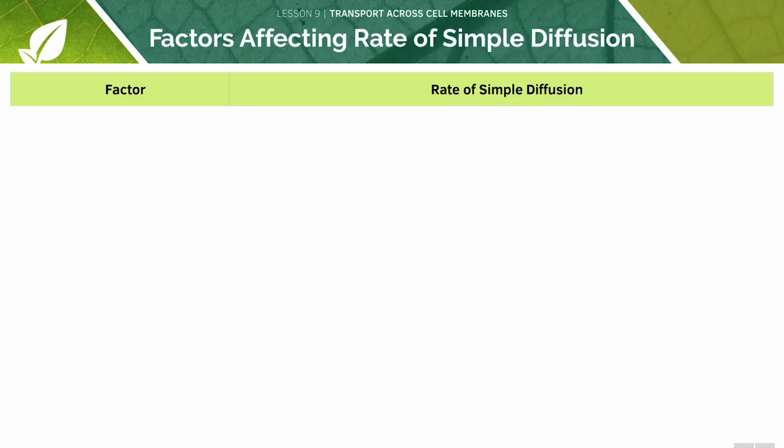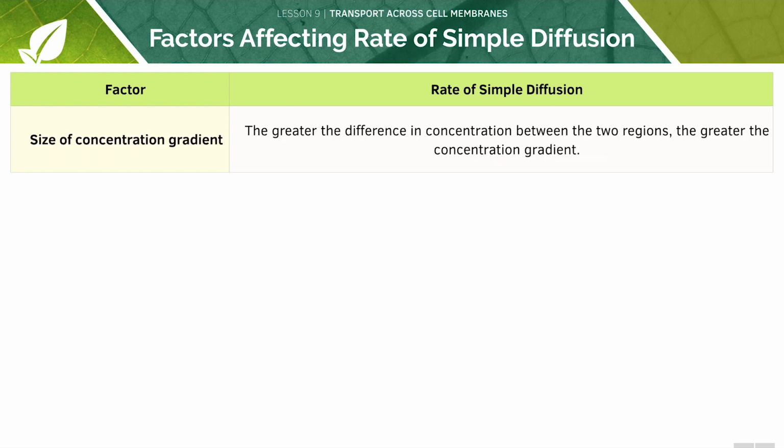Now let's fill in a table on the factors affecting simple diffusion. The first thing we'll be looking at is the size of the concentration gradient. We know that the higher the difference in concentration, the higher the diffusion rate. Next, we'll look at the diffusion distance. We know that the rate of diffusion is going to be inversely proportional to the distance.